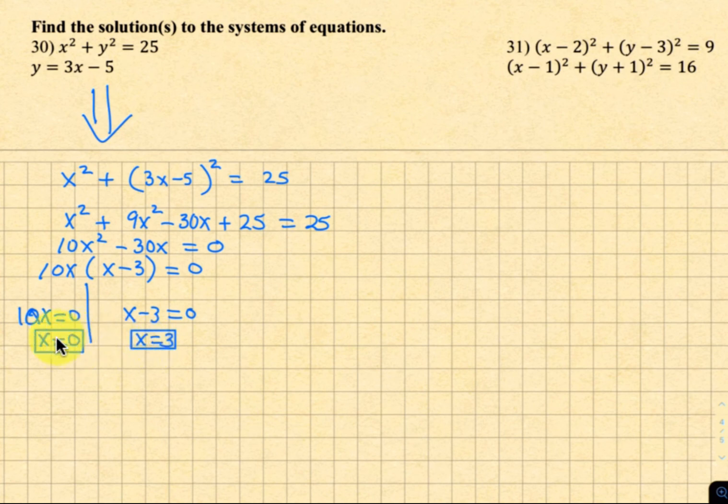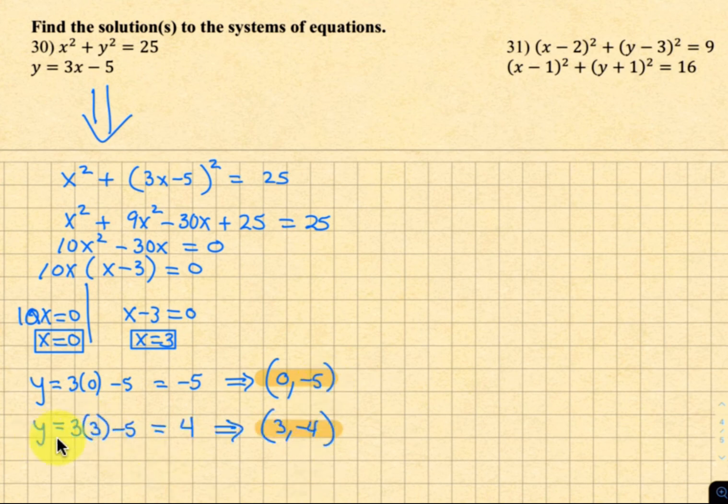Now we need to plug x equals 0 back into the y equals 3x minus 5 equation, and we'll also plug x equals 3 into that equation. So if we plug in 0, we get y equals 3 times 0 minus 5 equals negative 5, and that yields the point (0, negative 5). Now let's plug in the 3 into the equation. y equals 3 times 3 minus 5, which is 4, and that yields the point (3, 4). So these are our two points of intersection, (0, negative 5) and (3, 4).